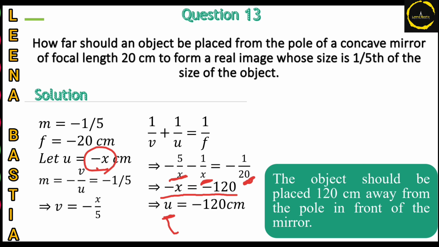Now it is a very simple question. You just need to write the object should be this answer. I'm talking about the object should be placed 120 centimeter away from the pole in front of the mirror. I hope this one is clear. It is quite easy, but still you have to concentrate on what is given and accordingly you proceed further.